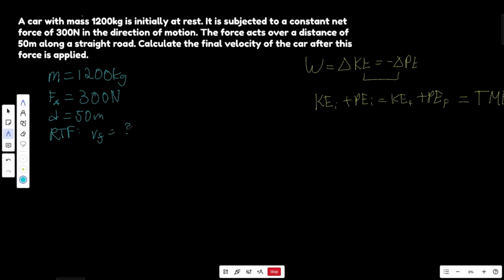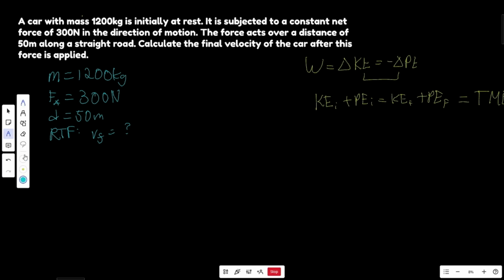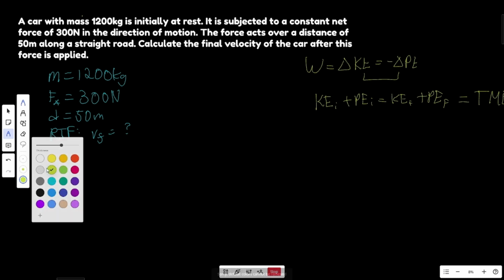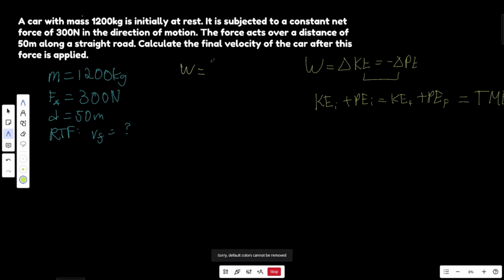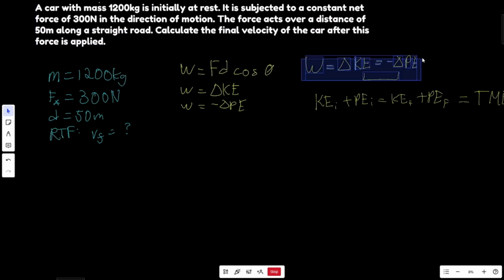So from here, where do we go? Now, we already know that work is going to be involved here. And work is again described as F d cosine theta. And we also know that work is equal to change in KE and negative change in PE. So let's just restate it in this format so that it's easier to read.